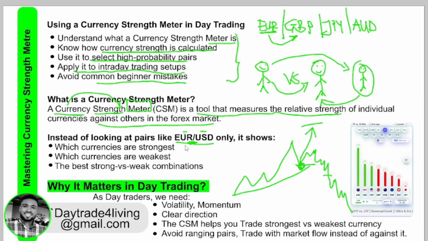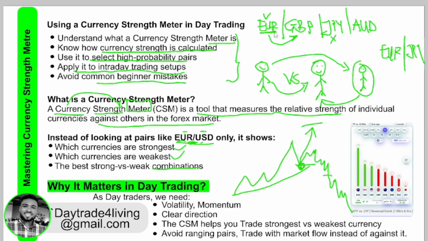So instead of just searching for pairs like EUR/USD or GBP/USD and just beginning to trade, what you have to do is use the currency trend meter to show which currency is the strongest and which currency is the weakest. Then you choose the best combinations. So let's say we look at the currency trend meter and we realize that the euro is strong and the yen is weak. So what do we do? We pair the yen with the euro. So we go and search for EUR and yen, the JPY.